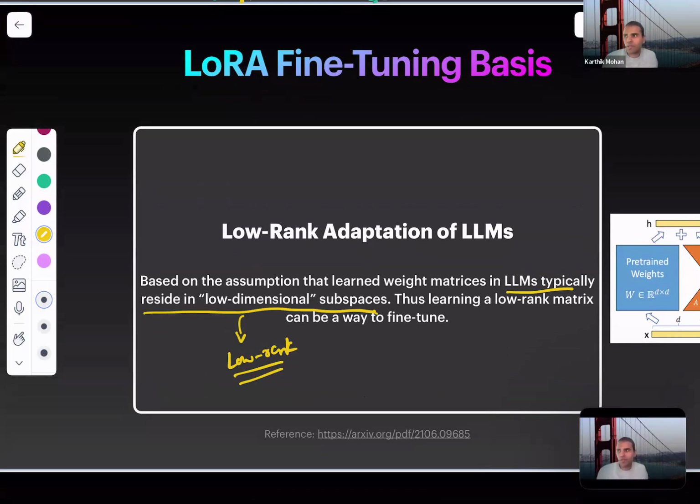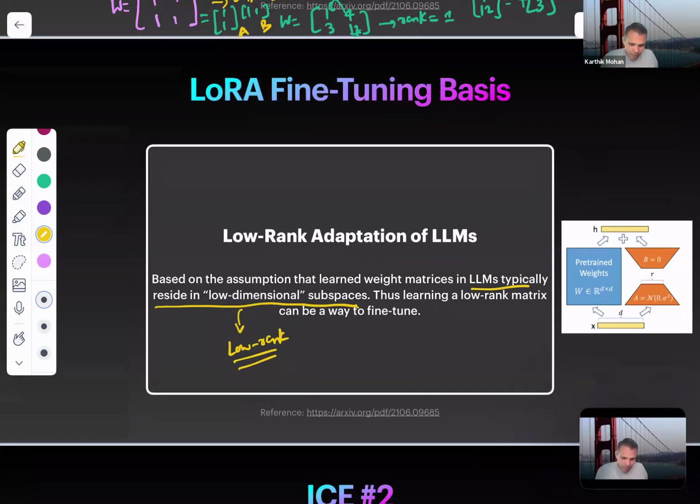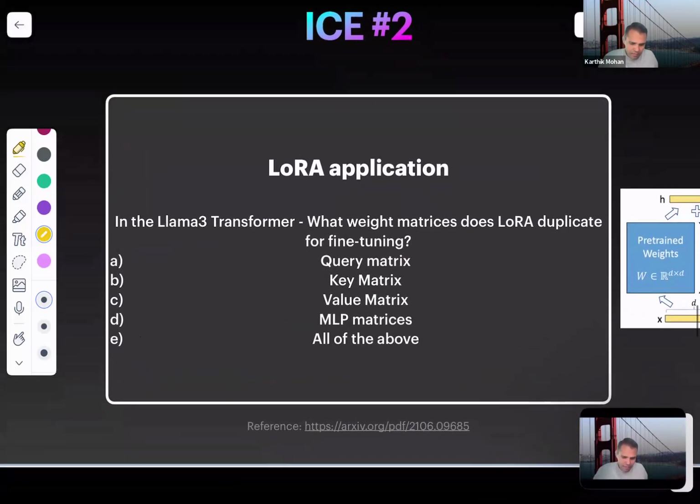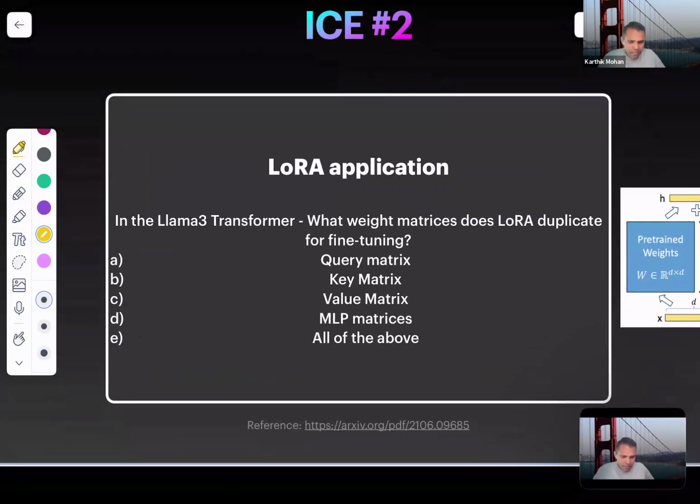We'll also talk about LoRA versus other methods for fine-tuning that you might have seen in other places. We'll also talk about the comparisons on that. But for now, let's look at this in-class exercise. So let's say we have a Llama 3 transformer model. The question is, what weight matrices does LoRA apply to for fine-tuning? You can maybe take like 30 seconds to look into this.